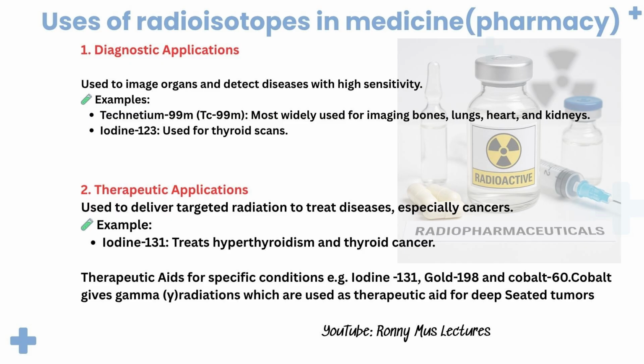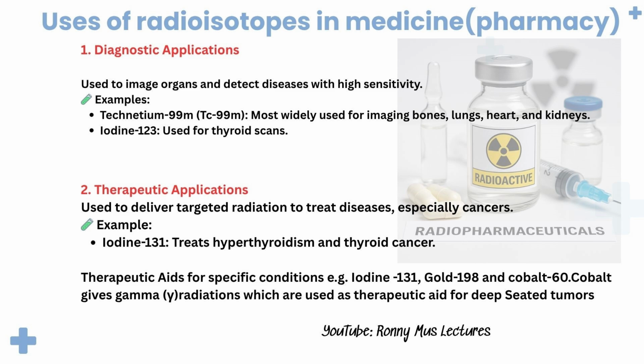Uses of radioisotopes in medicine. They have diagnostic applications. Here, they are used to image organs and detect diseases with high sensitivity. You can use iodine 123 for thyroid scans and technetium 99m for bone imaging.